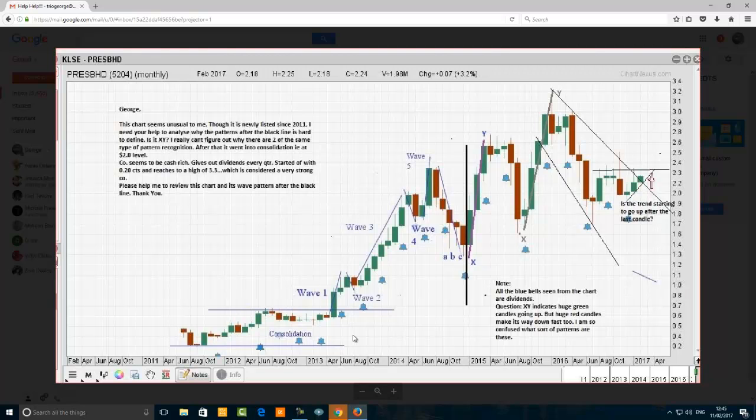We are the TSTW24 trader answering a specific question asked by a TST trader relating to a stock called Press BHD. The EPIC is, if I'm correct, PRESBHD: Papa Romeo Echo Sierra Bravo Hotel Delta. I'm on a monthly chart. The lady sent me the daily chart, but I don't want to go to the daily chart. I leave it as it is.